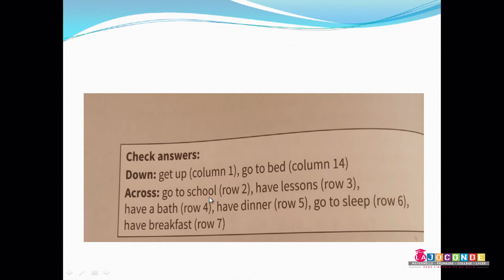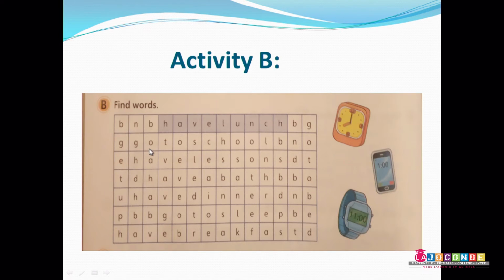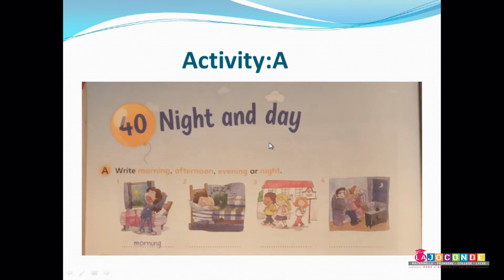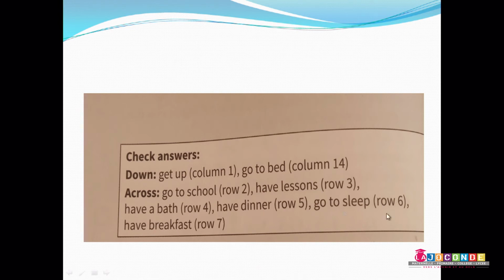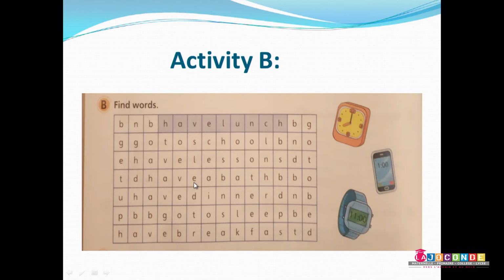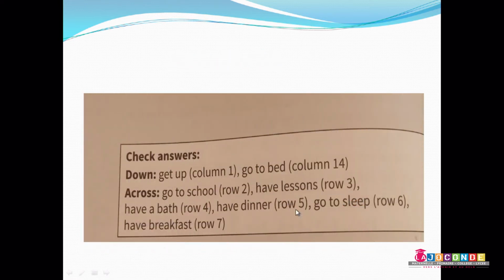Row 2, go to school. Go to school. You color till L. I'm sorry. Here you have have lessons in row 3. Have lessons. Okay, and so on. It's too easy. And you complete have a bath in row 4, have dinner in row 5, go to sleep in row 6, and the last one is have breakfast, which is in row 7. Good. Now let's move to the next activity to explain it.